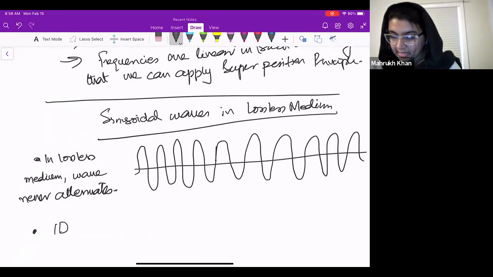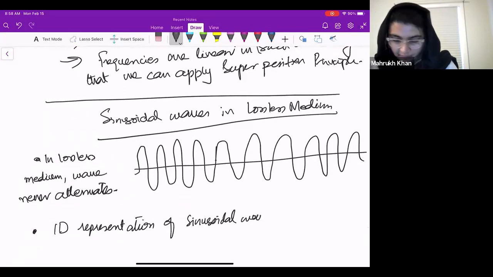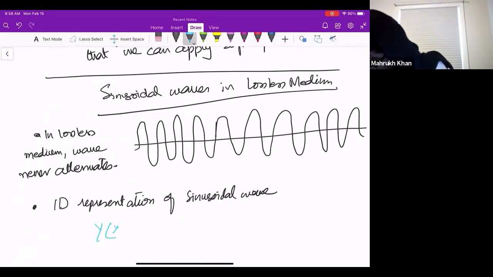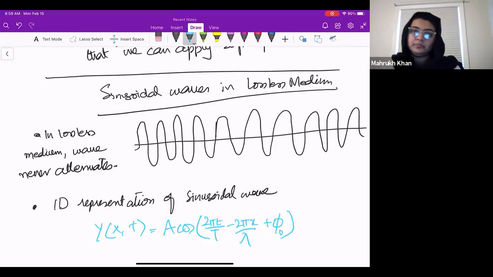And if I write the 1D representation of a sinusoidal wave, the mathematical representation, that will be this. So if you see this expression, what do you think is different in this expression than the normal sinusoid?